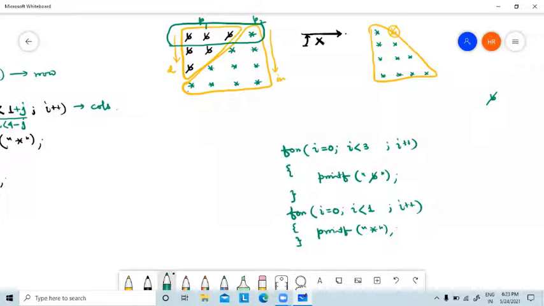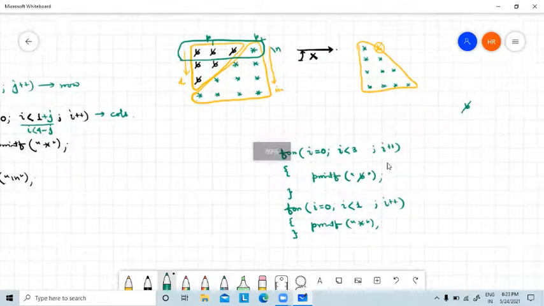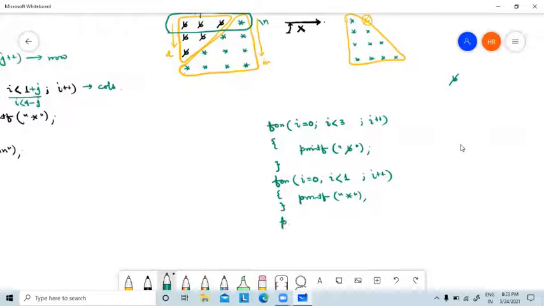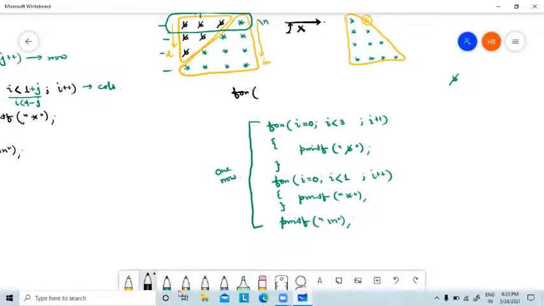Done. Now after this star, there is one invisible new line in each row. So after the first for loop and the second for loop, I will move to the next thing, that is the single new line. So printf single new line. This is my first row, or you can say 1 row. Now I have to repeat this. How many times? 1, 2, 3, 4. So I will use one for loop outside these for loops.